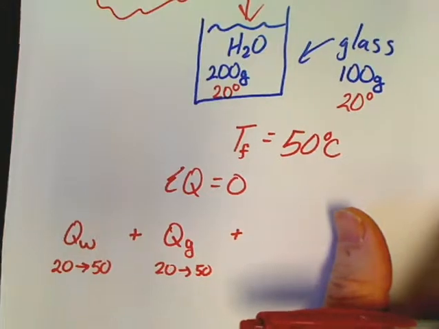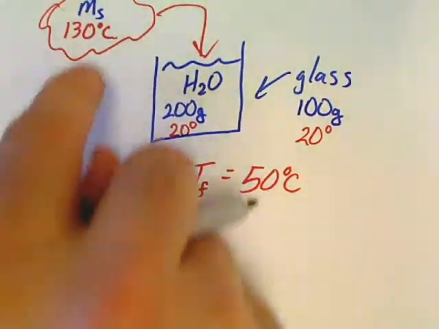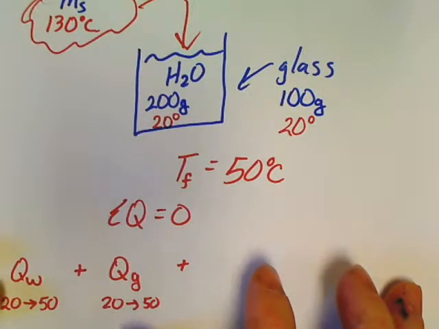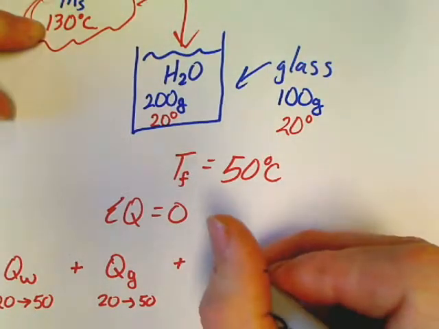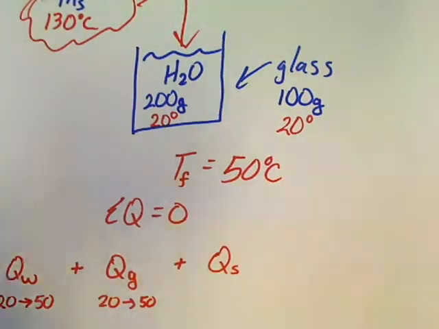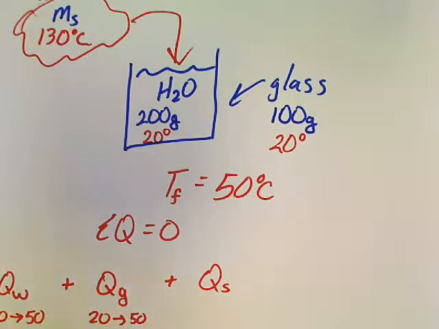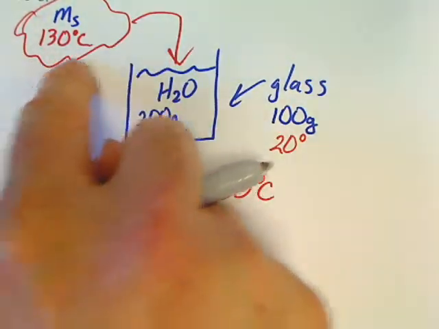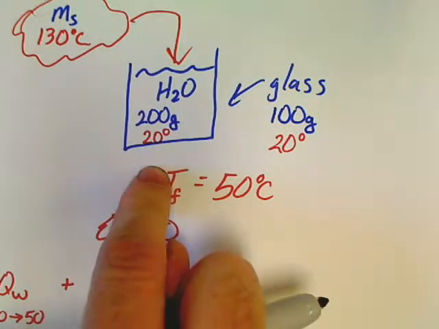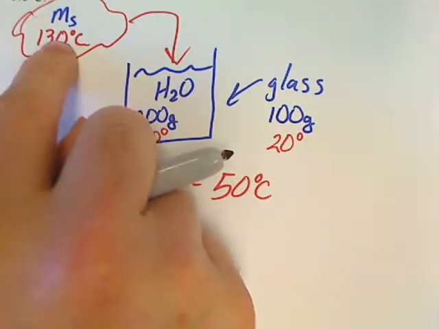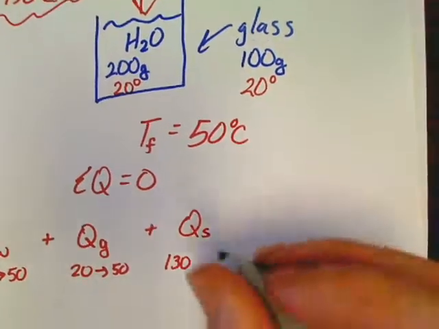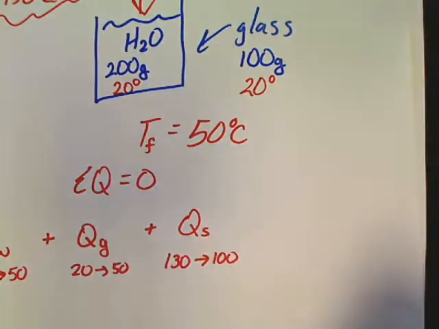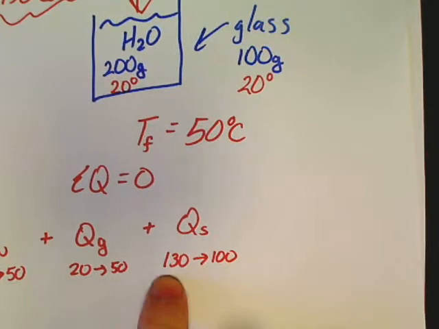Plus, now this is the part where it gets good. Somebody's putting steam into this problem. The thing is, the steam's at 130. Q for steam. What's going to happen to that steam? Before the steam can turn into water, you're going to cool the steam off. Before steam can turn into water, the temperature has got to change. The temperature's got to drop from 130 to 100, and that's what blows people's minds. Is what? The temperature's got to drop from 130 to 100.